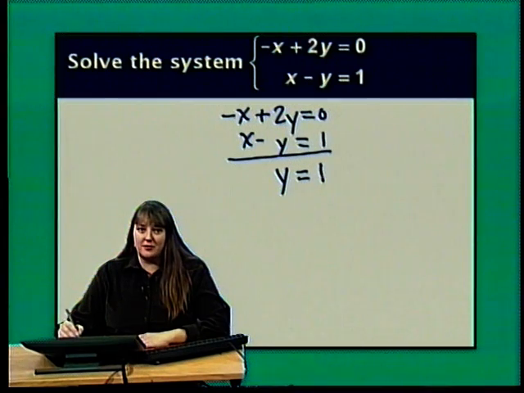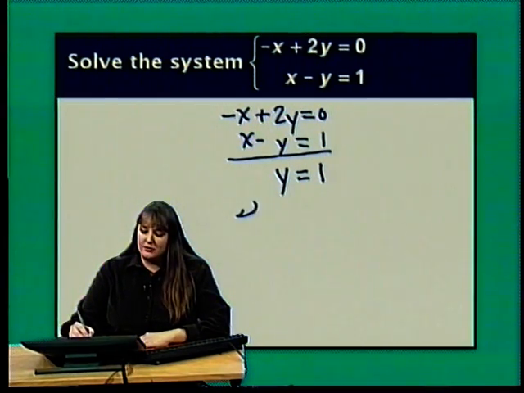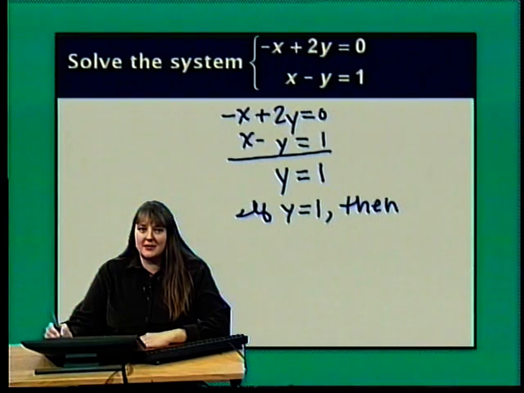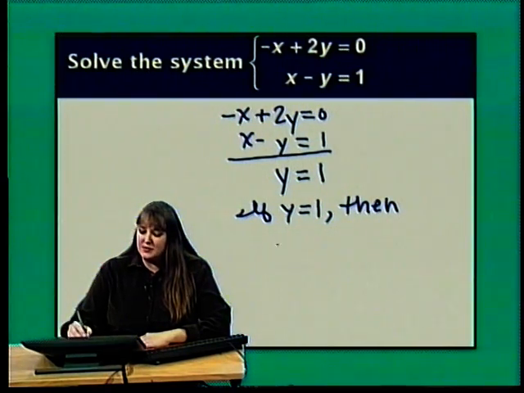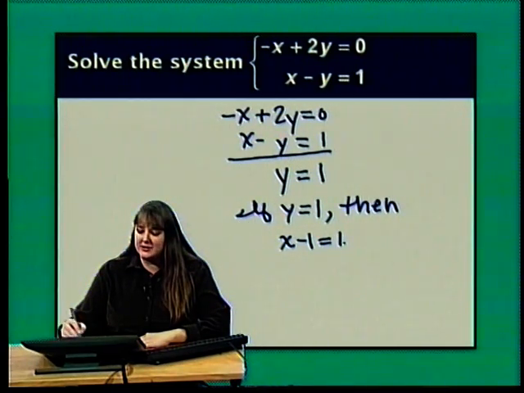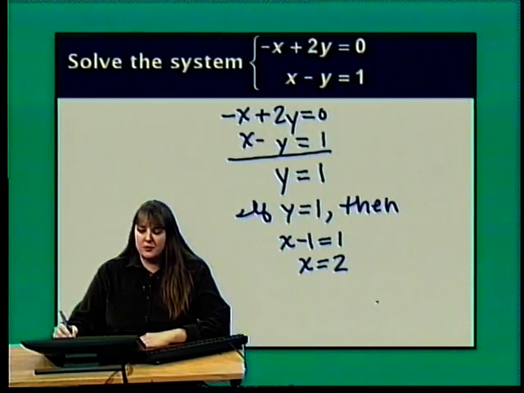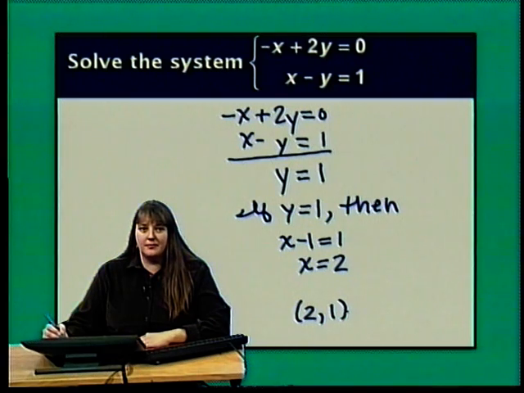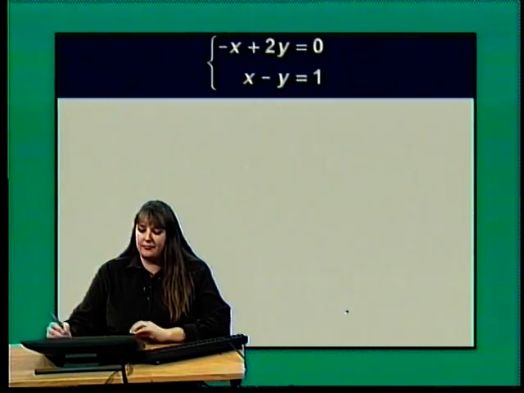So now I have a value for y, I need to go back and solve for x. So if y equals 1, then, well, let's use the second equation this time. X minus y, which would be x minus 1, equals 1. Adding 1 to both sides of this equation gives me x equals 2. So my proposed solution is the ordered pair 2, 1. Let's check this.